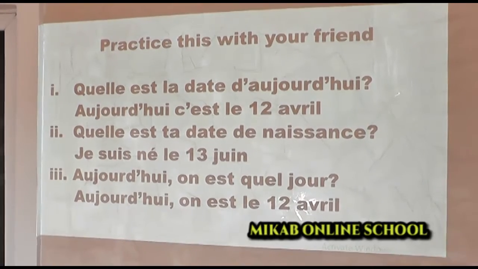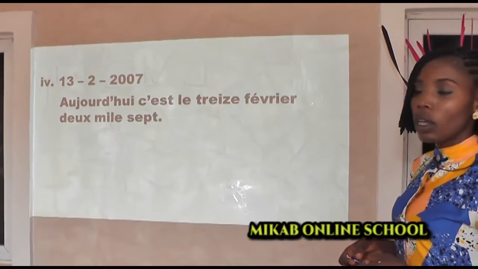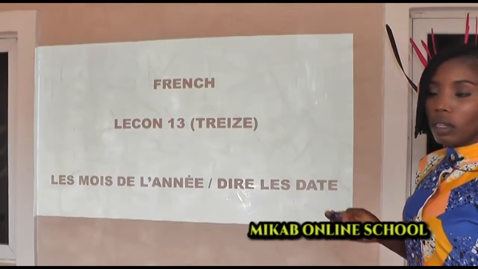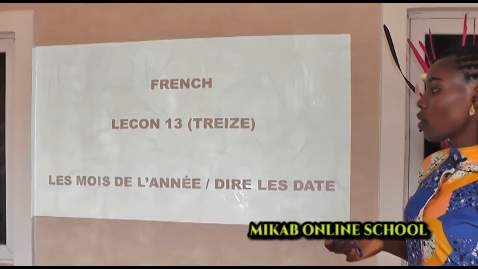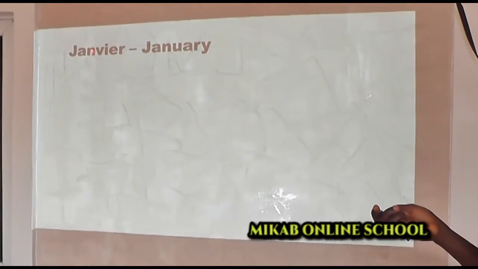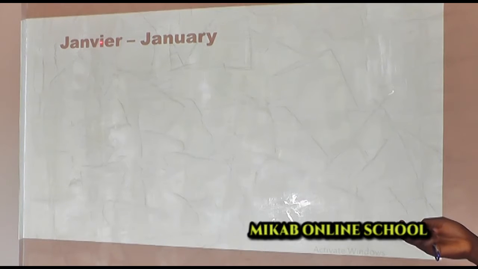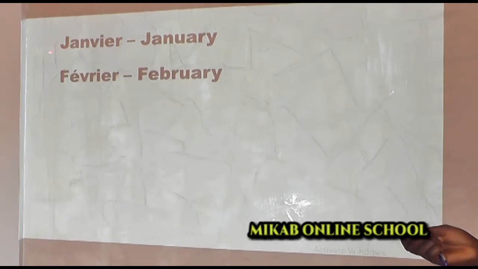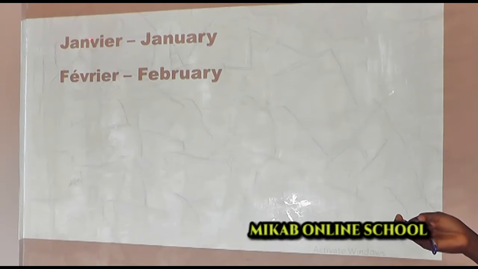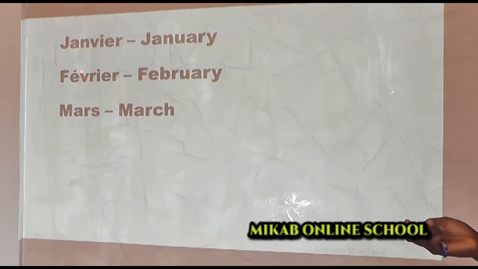Let's go over it from the beginning again so that we can say our date perfectly in French. Repeat the months of the year and how to say the date in French again. The first month of the year is January, which is called janvier. Répétez après moi. Janvier. The second one is février. Janvier, février.